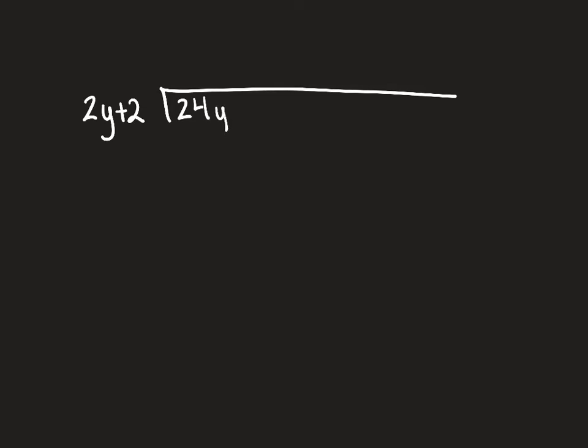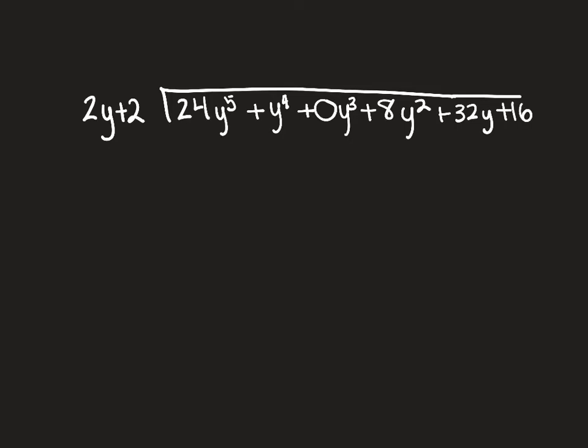And so I'm going to write down my problem. This one's not even numbered. Okay, so we'll just write it down. So I'm going to have my 2y plus 2, and divide that into, okay, we got to put this in order. Be very careful. 24y to the 5th plus y to the 4th plus no y to the 3rd plus 8y squared plus 32y plus 16. Okay, let's make this happen.